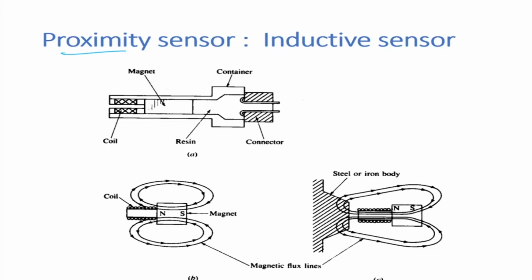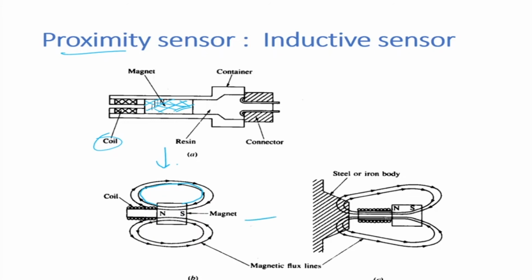How does it work? It is very simple. There is a magnet, and in front of it there is a copper coil, which is shown here. In this figure, you see that because of this north-south magnet and the copper coil, there are lines of force which go like this. That means the lines of force are not cutting the coil.